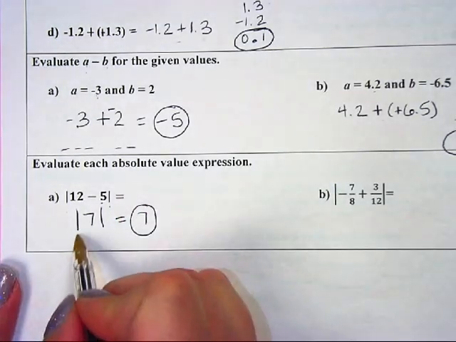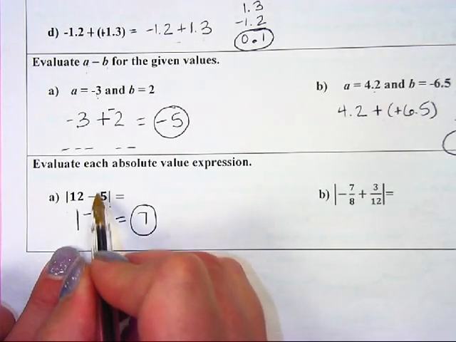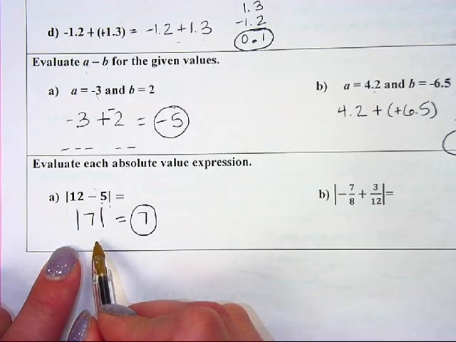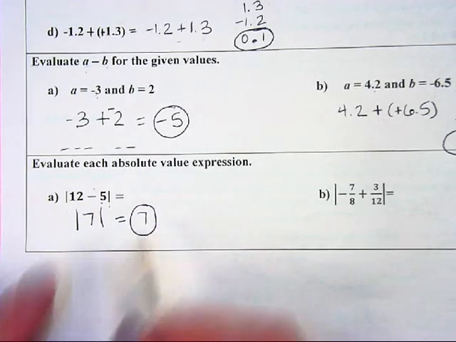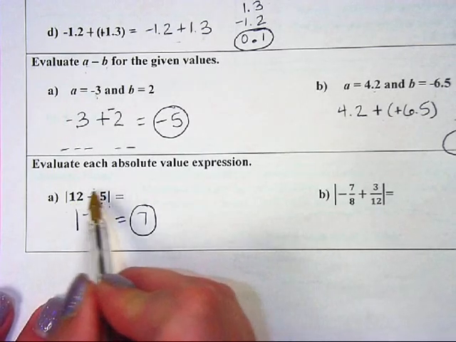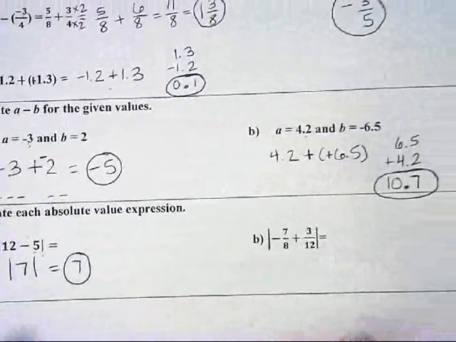If inside my parentheses, or inside my absolute value bars, I had a negative 7, I treat them like parentheses and solve this first. If there was a negative 7 inside, that distance would as well be 7. So my absolute value will always result in a positive answer at the end, but I need to solve the inside of that first.